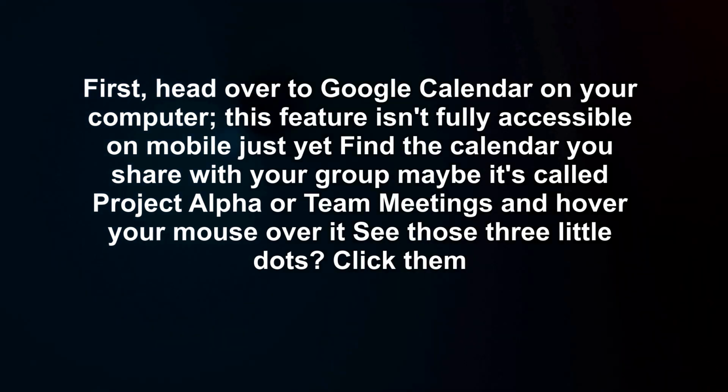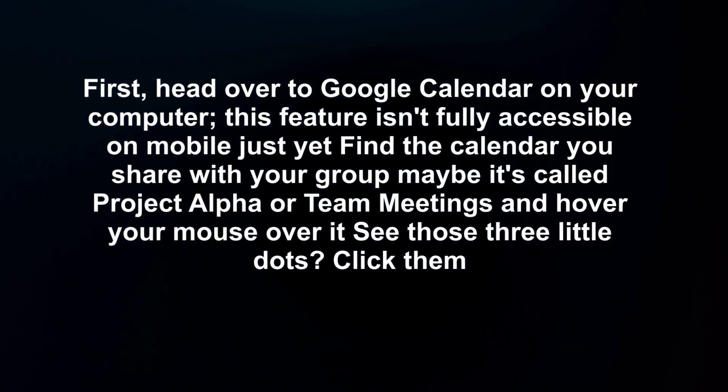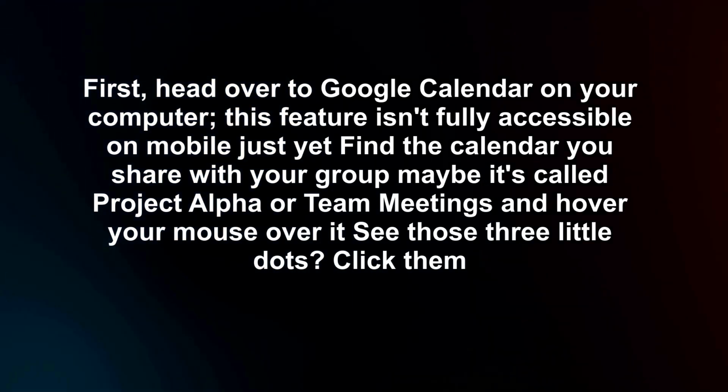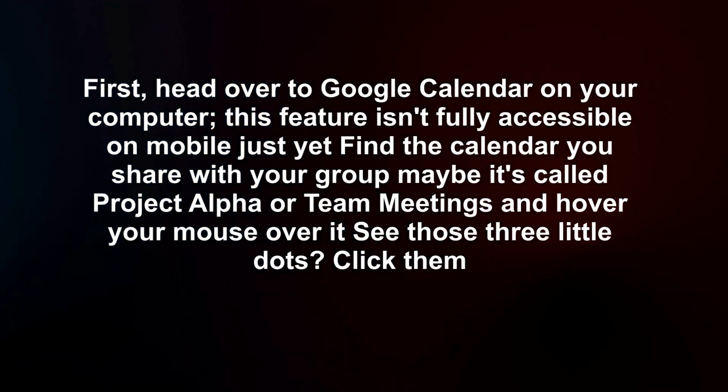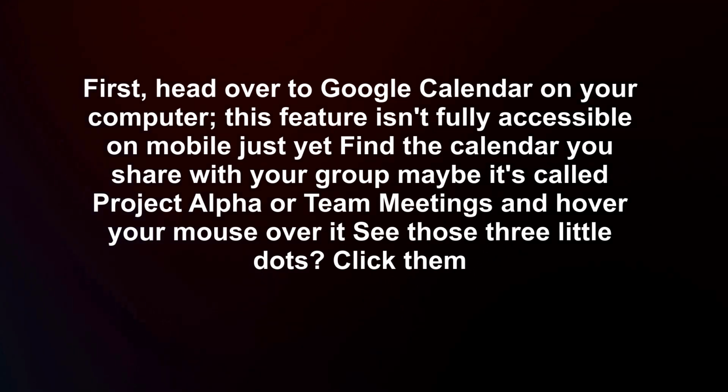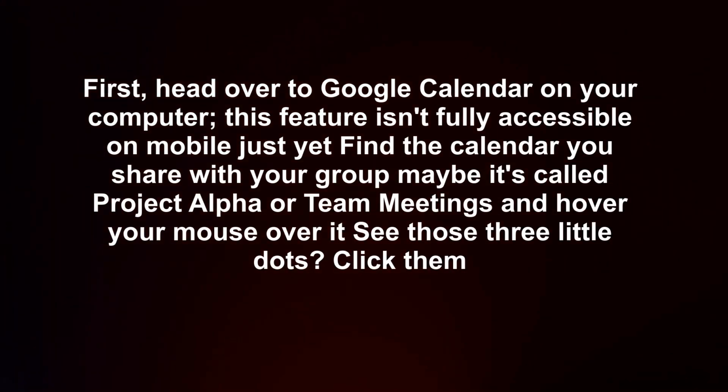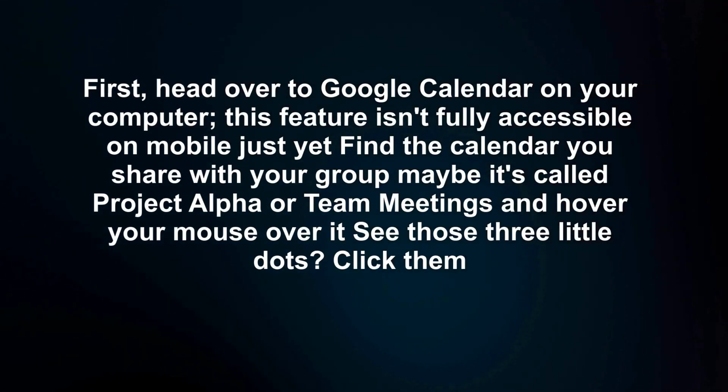First, head over to Google Calendar on your computer. This feature isn't fully accessible on mobile just yet. Find the calendar you share with your group, maybe it's called Project Alpha or Team Meetings, and hover your mouse over it. See those three little dots?